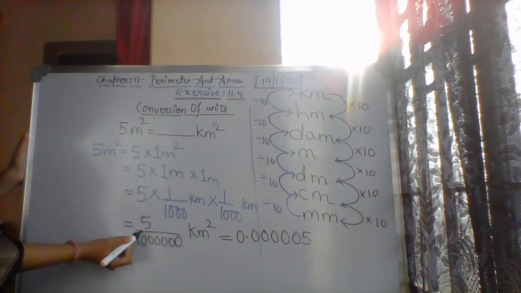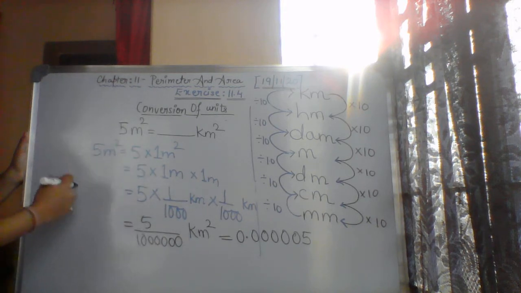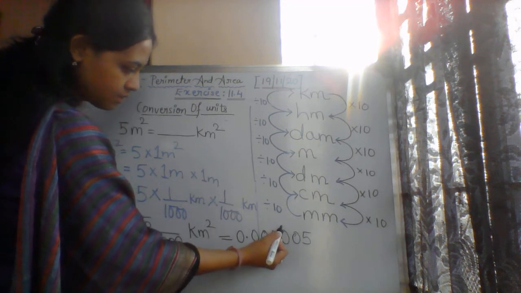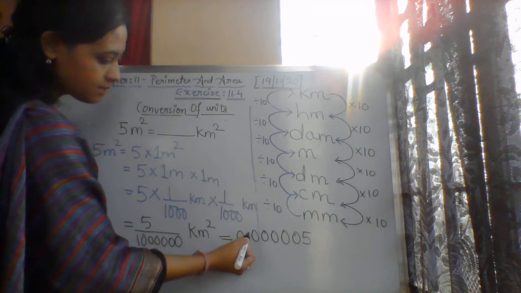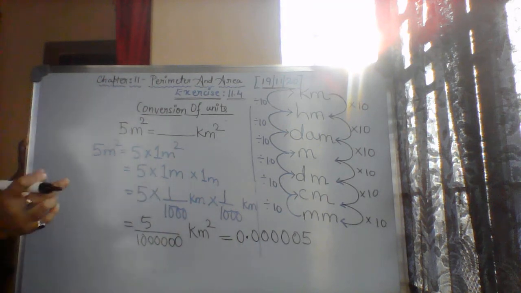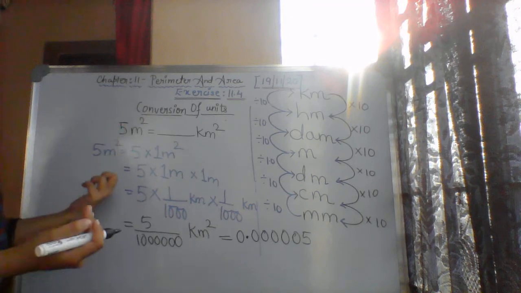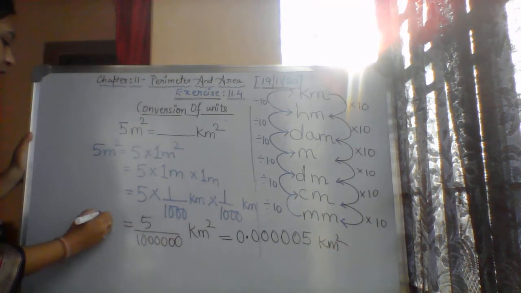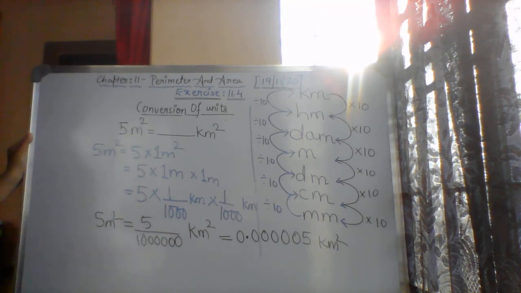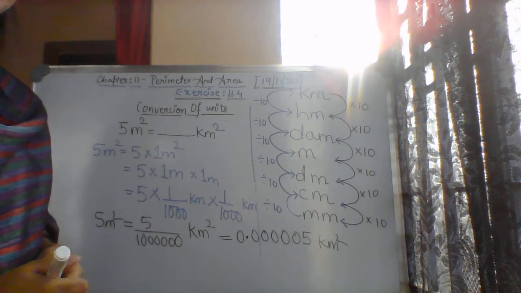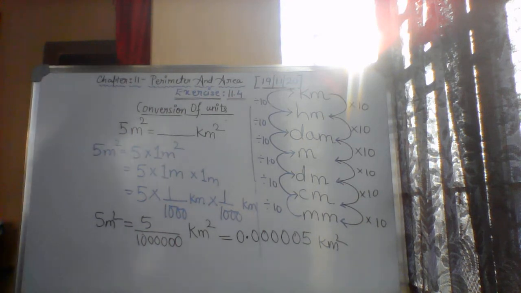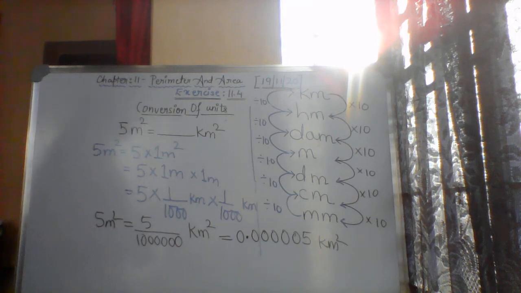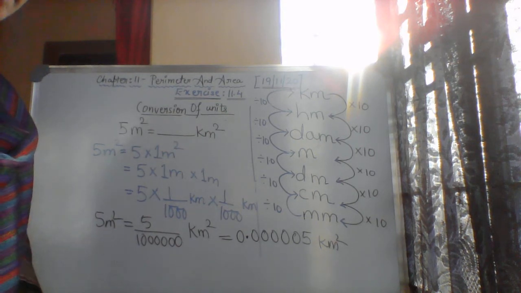So decimal, now the decimal is here. So it will shift to 6 places to left. So 1 place, 2 place, 3 place, 4 place, 5 place, 6 place. The decimal will shift to the 6 places to left. Okay, that much kilometer square. So 5 meter square equals to that much kilometer square. Now I hope the conversion is clear to you. Okay, if any doubt you can ask in your doubt clearing classes.